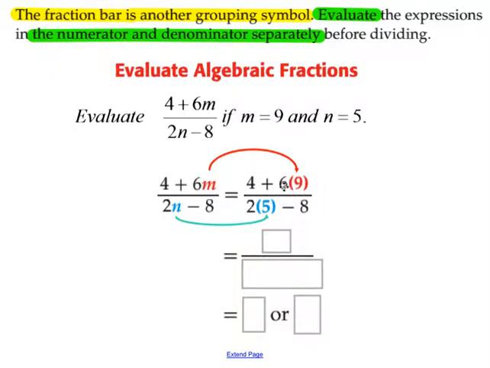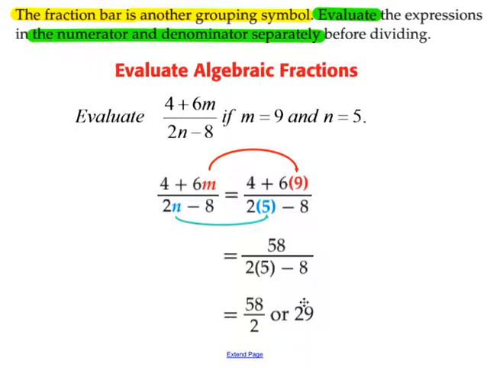So our grouping symbols, 6 times 9 is 54, and 54 plus 4 is 58. So our numerator is 58. In the denominator, 2 times 5 is 10, and 10 minus 8 is 2. So we get 58 over 2, which is the same as 29.